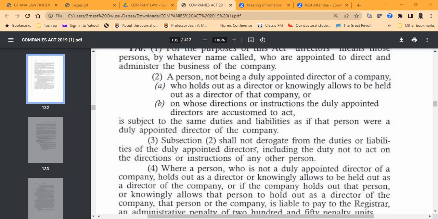Unquote. So his lordship was just trying to make the point, in relation to section 170 subsection 2, that where a person has not been appointed a director, that person could be held to the same duties and liabilities which duly appointed directors are made to face because of how they conducted themselves in relation to the company, as it were.